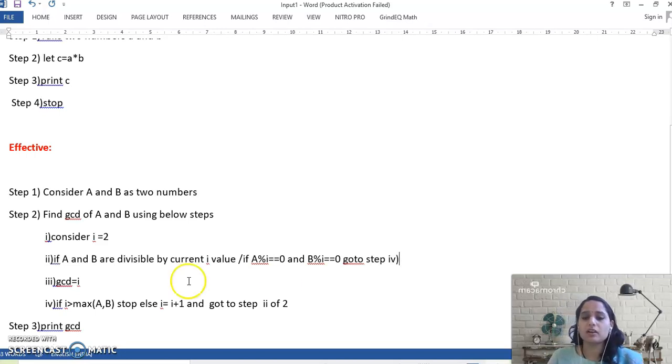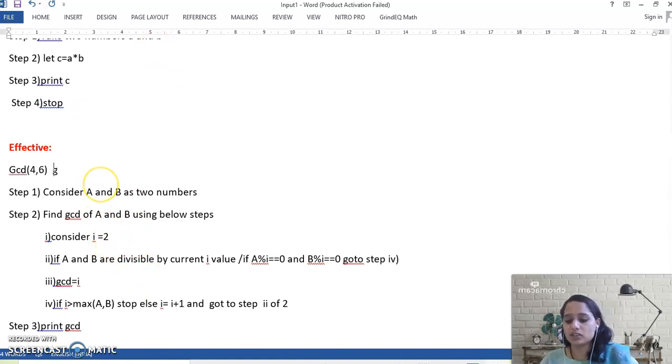For example, my algorithm is to find the GCD, and I am finding the GCD of 4 comma 6. So in this case what will happen? The first value of I will be 2. It is divisible, so my GCD value currently is equal to 2. Again I will take 3 here and check whether both are divisible by 3. No, it is not divisible, so I will go to step 4. See, remember here I am not changing the GCD. My GCD value will be updated only when the numbers are divisible by I. So 3 does not divide both, so I will go to the next step.